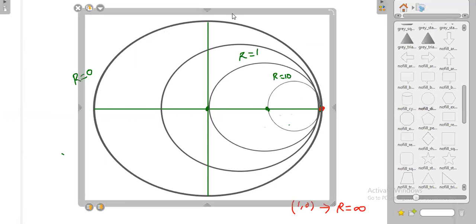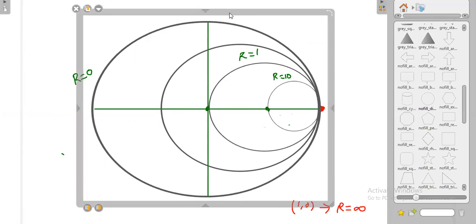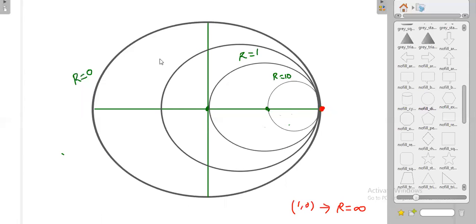When r is equal to 0.5, the value is in between 0 and 1. For simplicity, I can say this is r is equal to 0.5. When r is equal to 0.5, you'll get this circle, sir. Then what will happen if r is in between 0 and 0.5? Then the circle will come like this. When r is 0.1, it will come closer to r is equal to 0.